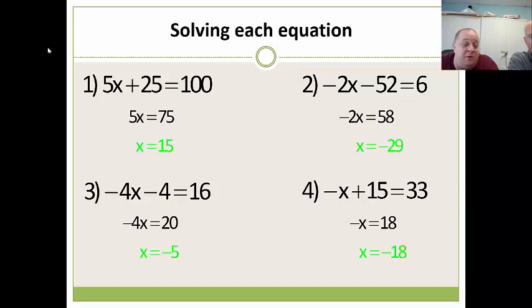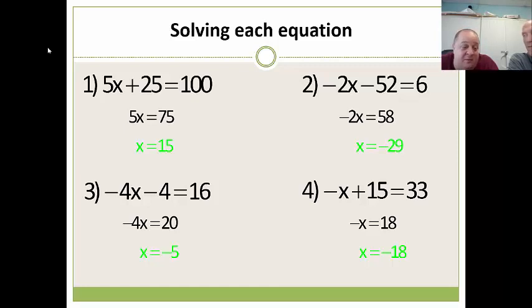Problem 1, we took away 25 from the left side, put it on the right side. 5x equals 75 and x equals 15 when we divided both sides by 5. Number 2, we started with a negative problem. We had negative 2x minus 52 equals 6. Negative 2x equals 58 because we added 52 to the right side. And then we just divided, and we got x equals negative 29.